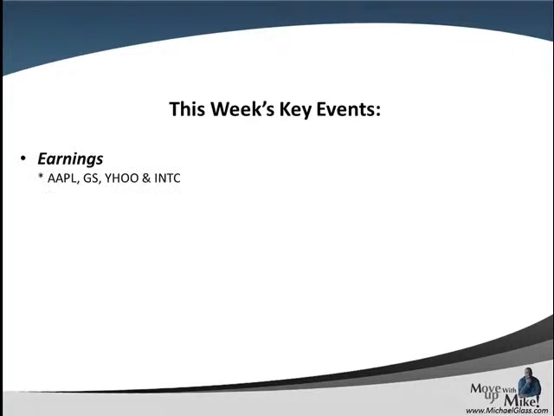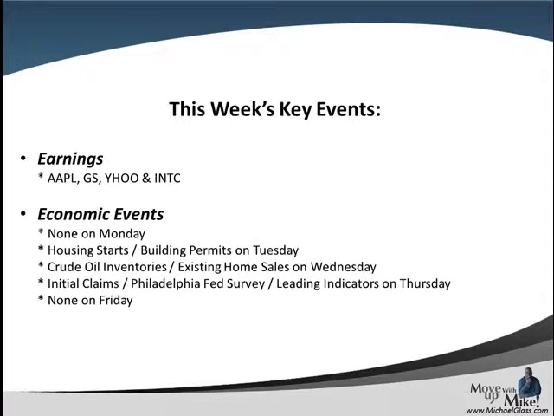Now, when we look at what's coming up this week, we have Apple, Goldman Sachs, Yahoo, and Intel. There's plenty more. As we said, we just kicked off earnings, so this is going to be another big week for earnings. And you'll see that because when we look at the economic events, there's really not much. Thursday's Philly Fed and leading indicators could be something, but perhaps Apple on Tuesday and Goldman Sachs will be able to kick the week off. Let's pull up some charts and take a look.